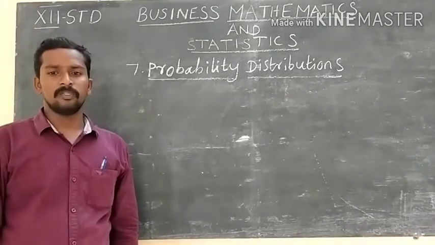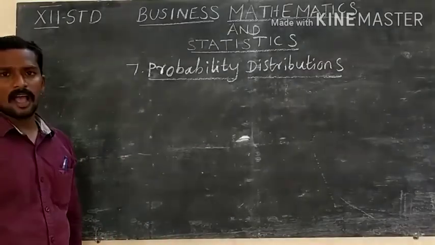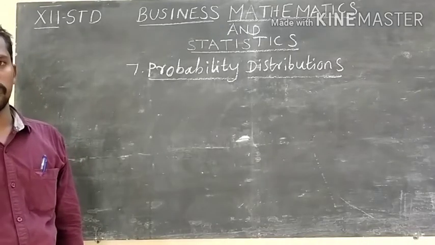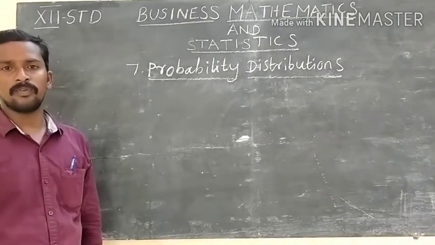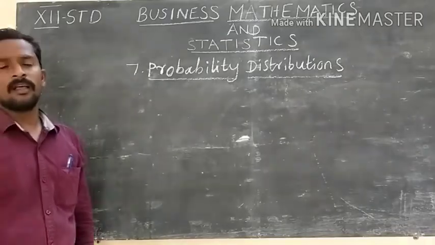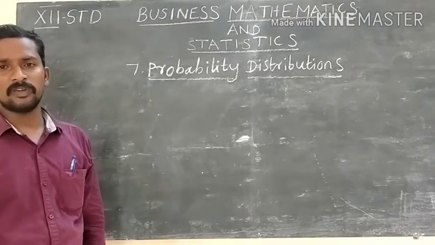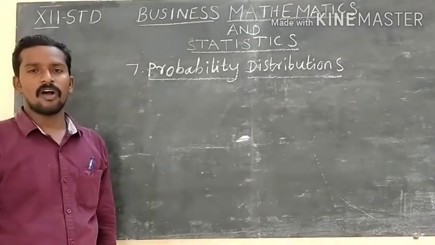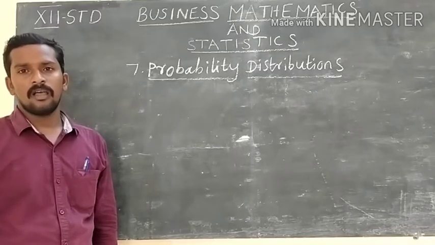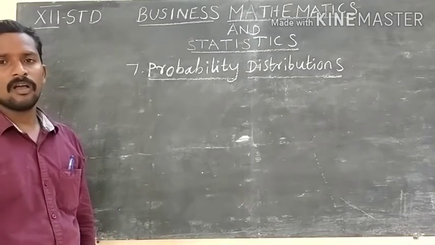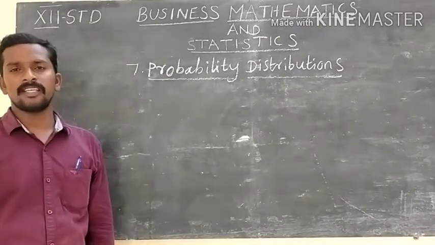The frequency distributions are of two types, namely observed frequency distribution and theoretical frequency distribution. The first one is the observed frequency distribution, and the second one is the theoretical frequency distribution. The distribution based on actual data and experimentation is called observed frequency distribution.